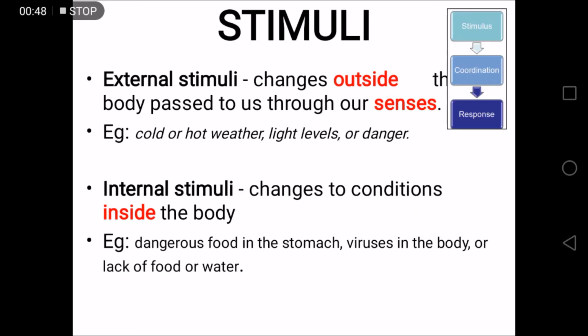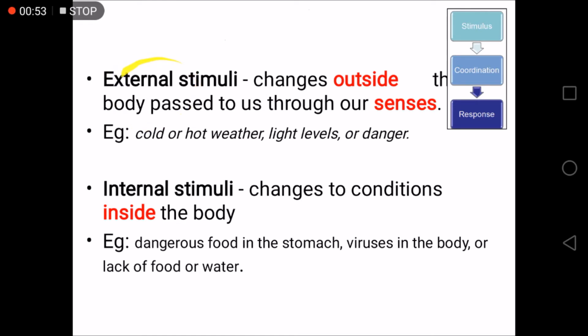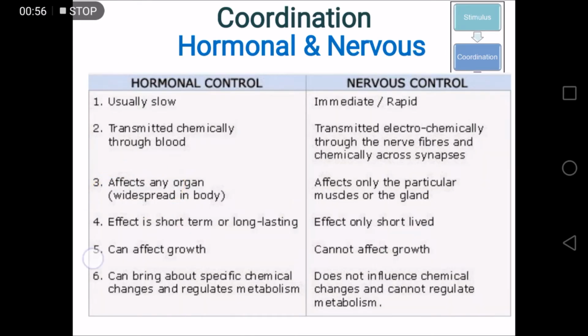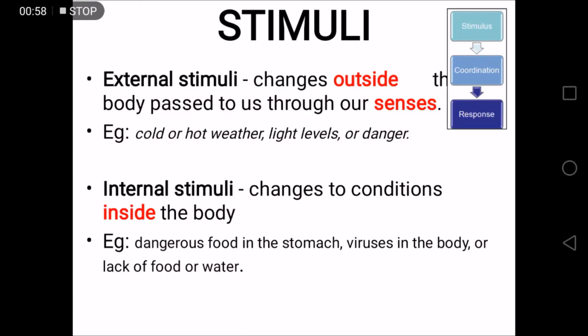So let's see what is stimulus. Stimulus can be divided into two: one is called external, another one is internal. External stimulus or internal stimulus. What is external? The word external means outside. That means this stimulus comes from the outside of our surroundings, outside the body. How do we get this signal? It is through our senses.